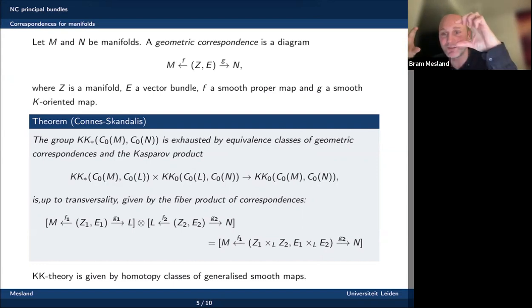We compute topological invariants, but we work with differential geometric objects. So M and N are compact manifolds. Then a correspondence is a diagram sketched here, which in the middle contains another manifold Z and a vector bundle on that manifold, and then two maps out of Z. So from Z to M, that is this f, and from Z to N, that is this g, which satisfies some regularity conditions. So f should be smooth and proper, which if everything is compact is a mild condition. And g needs to satisfy a spin-c type condition, which is called K-orientation.